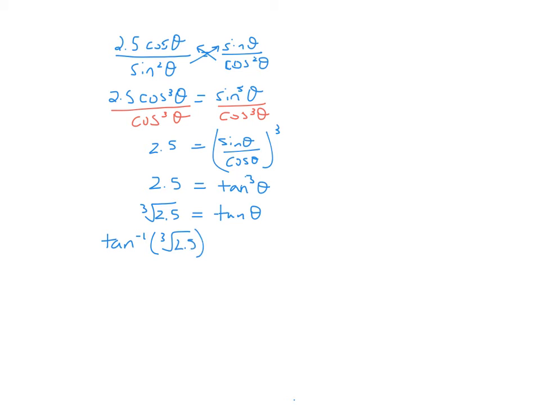And that, I'm just going to pop into my calculator. It's not going to be a nice special angle here or anything. I'm going to work with radians, and when I do, I get about 0.94 radians. Okay, so that's the angle the ladder is going to be put at.